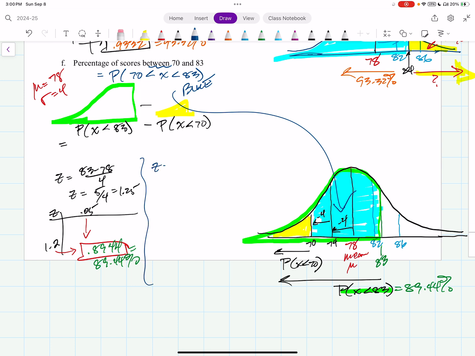Z-scores first. So for 70, always score minus the mean, 78, divided by the standard deviation, and that's negative 8 divided by 4. We knew that was 2 deviations away, so negative 2 makes sense. And then if you look at the table, you put negative 2.0 here, 0.00, and go across and down, and then you read the score.